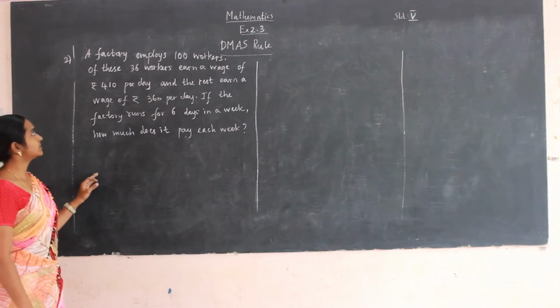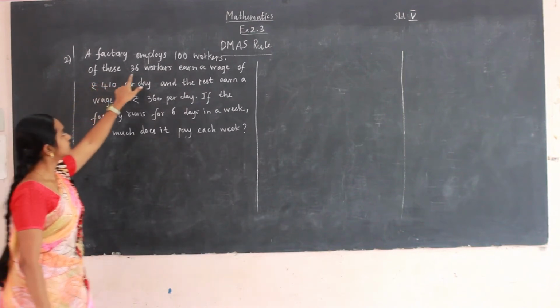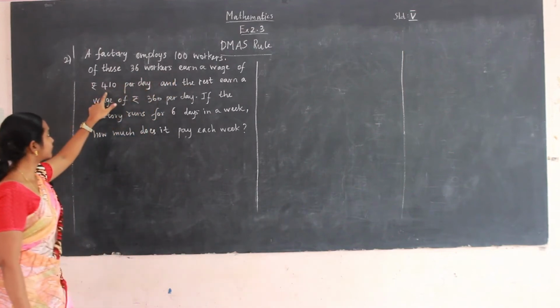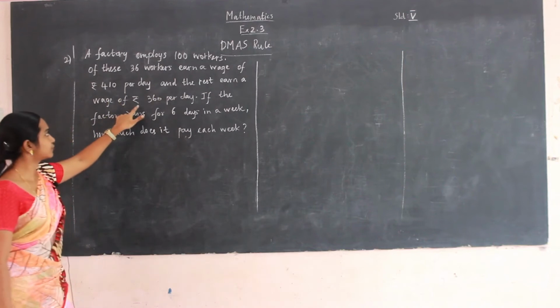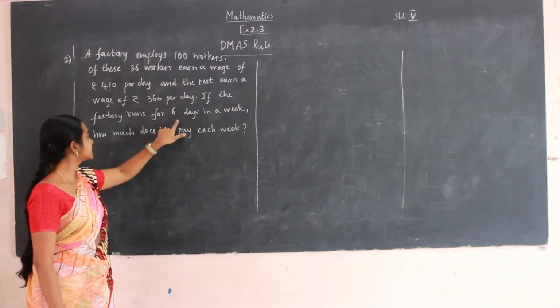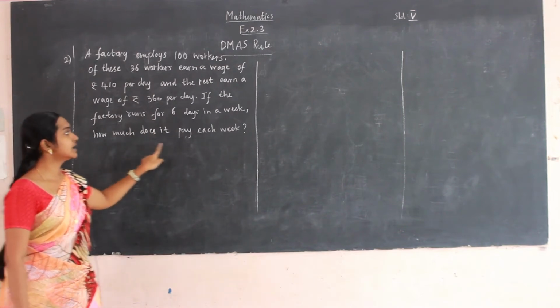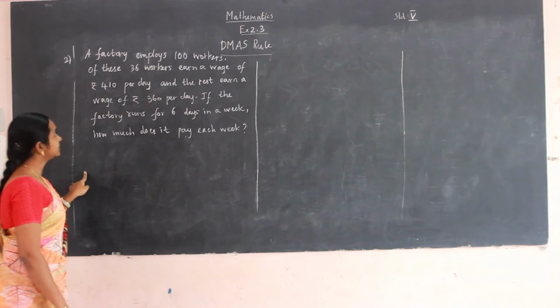The second problem is: a factory employs 100 workers. Of these, 36 workers earn a wage of rupees 410 per day and the rest earn a wage of rupees 360 per day. If the factory runs for 6 days in a week, how much does it pay for each week? What is given in the question?